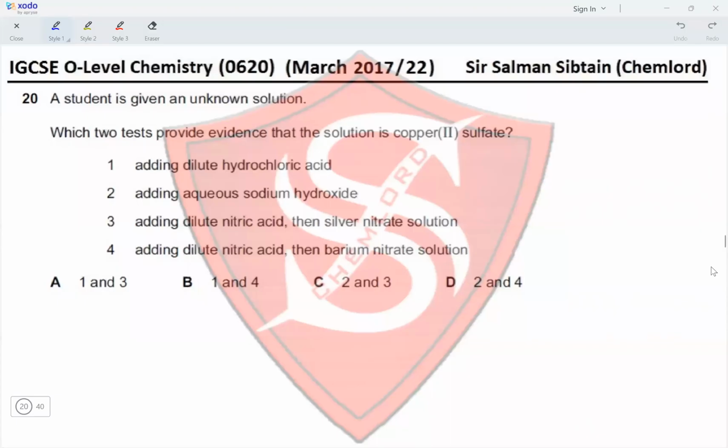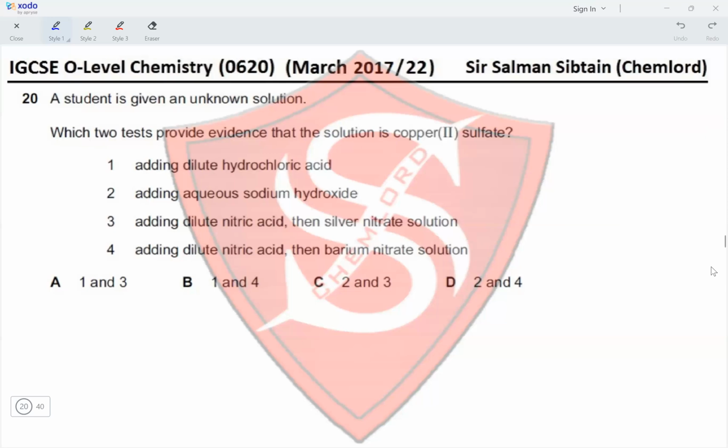Question 20. A student is given an unknown solution. Which two tests provide evidence that the solution is copper(II) sulfate? 1. Adding dilute hydrochloric acid. Adding dilute hydrochloric acid would form a yellow green solution, because when copper(II) sulfate reacts with HCl, a yellow green solution is obtained.